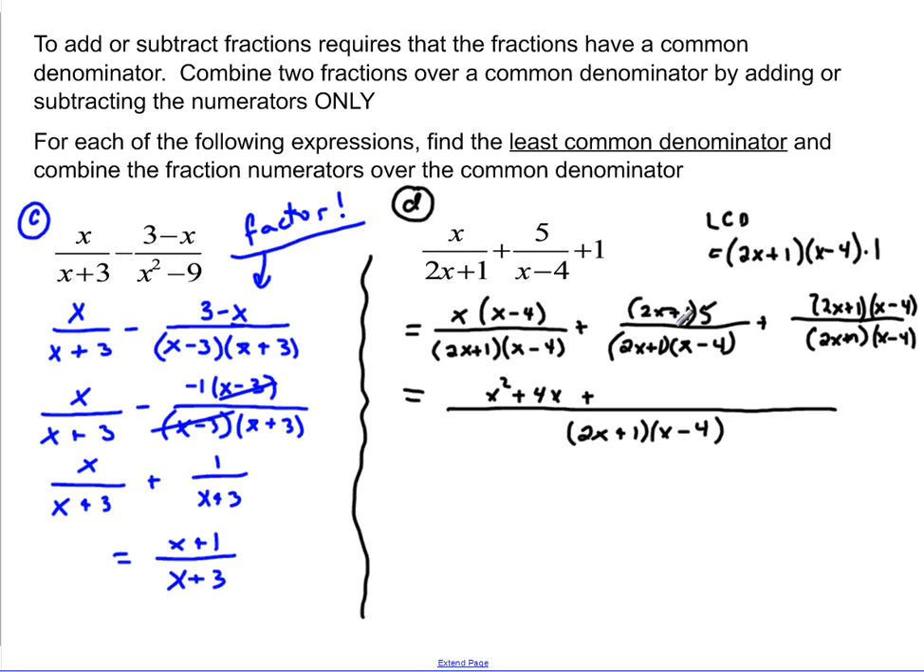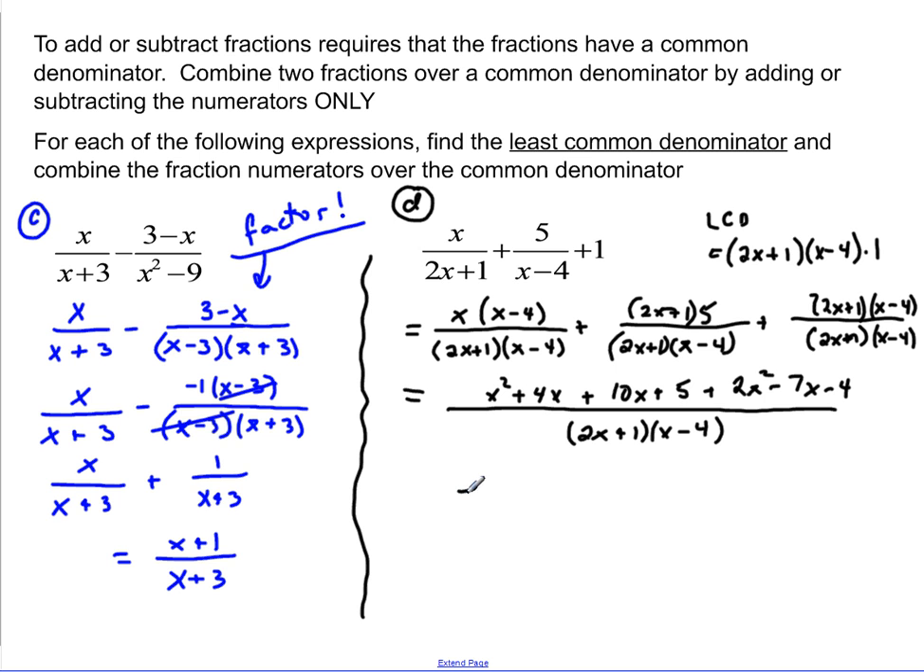From the next numerator, I've got 2x plus 1 times 5. Well, if I distribute the 5, that's going to be 10x plus 5. But then I've got this last numerator over here to finish it out, plus 1. Well, that's 2x plus 1 times x minus 4. If we work that through, that is 2x squared minus 8x plus 1x gives us minus 7x minus 4.